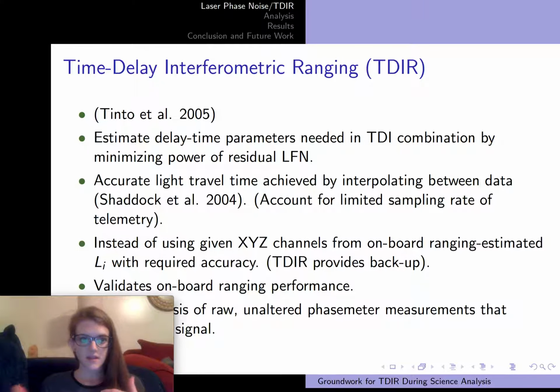As an extension to TDI, there's also time delay interferometric ranging. This was first written by Tinto et al. 2005, and it is a method to estimate the delay times that you need to put in the TDI combination from the raw data itself, rather than obtaining the delay times from the onboard ranging system. So this has its advantages. It validates the onboard ranging performance, but also allows you to do your gravitational wave inferences on the raw, unaltered phase meter measurements.